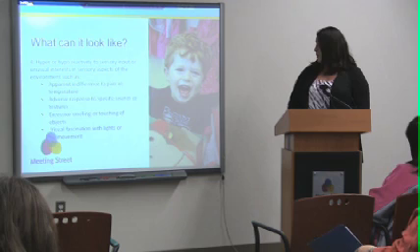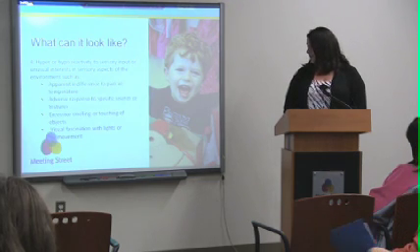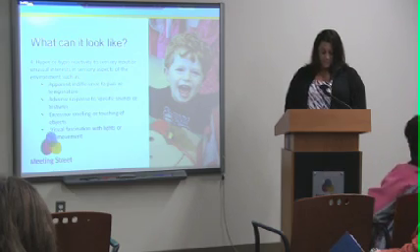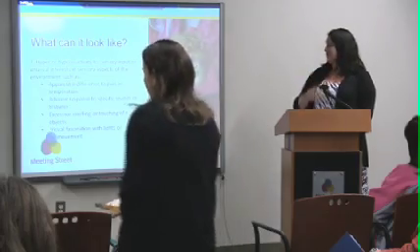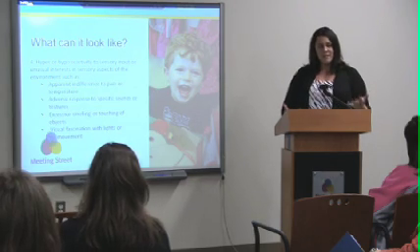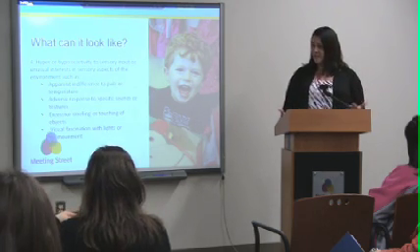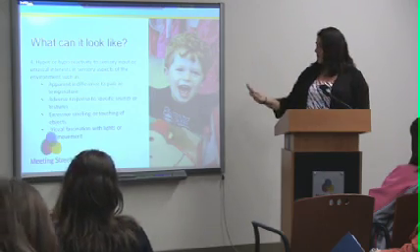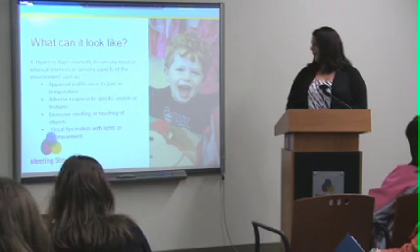So again, continuing on with what it can look like: hyper or hyporeactivity to sensory input, or unusual interest in sensory aspects of the environment. Some examples would be apparent indifference to pain or temperature. There are some children where they'll say, he just has this really high tolerance for pain. Nothing seems to bother him. Getting hurt, they don't cry. That's what that really refers to in regards to the pain.